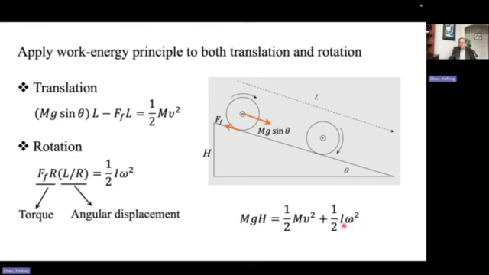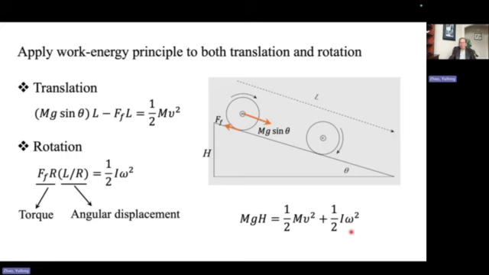The meaning of this equation is that the total potential energy decrease will be converted into two parts of kinetic energy. The first term is the translational kinetic energy. The second term is the rotational kinetic energy. So that means the work of the friction actually converts part of the potential energy into rotational energy. That diverts the kinetic energy from translational to rotational.